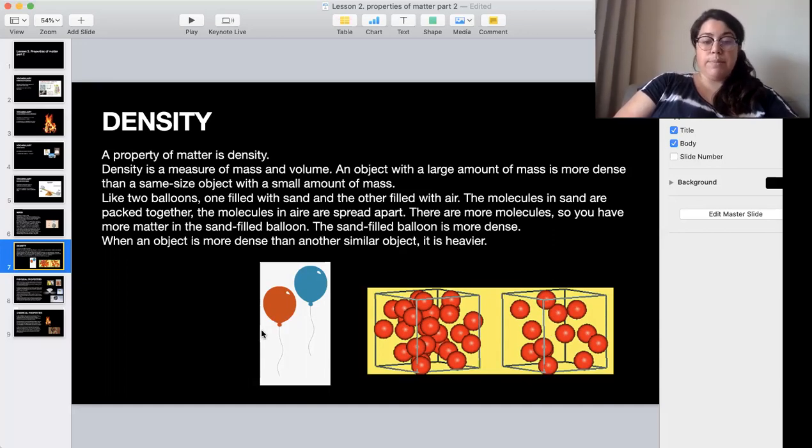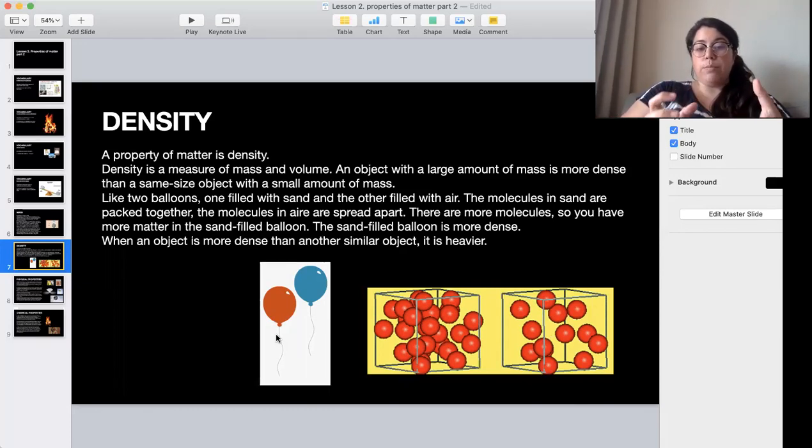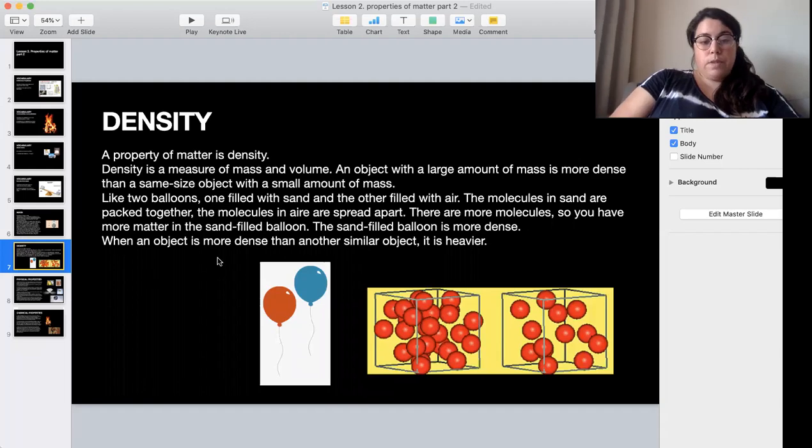If you said the red balloon, you were right. How do we know? Because the sand-filled balloon is dense. There are more molecules in there because sand is tightly packed together. So when an object is more dense than another similar object, because they have the same size, they're the same object, just filled with something different, then the one that has more density is heavier too.